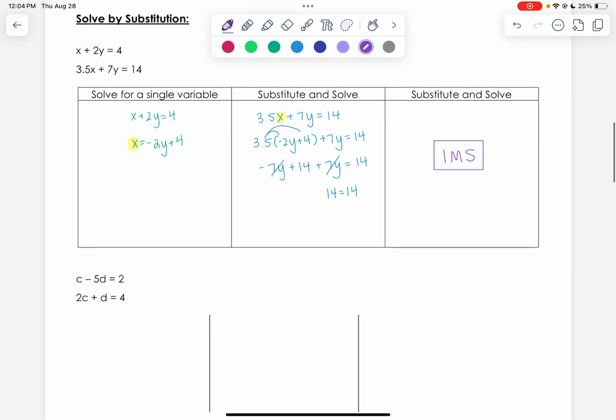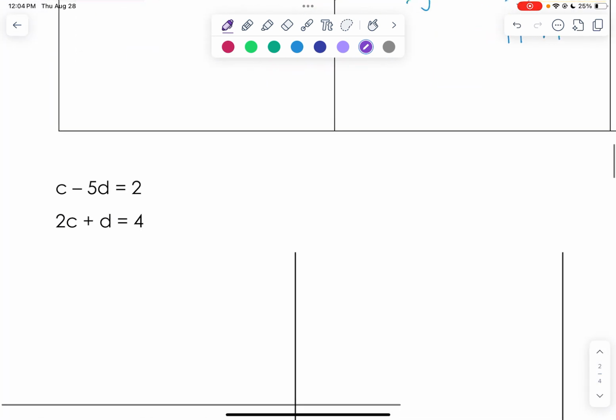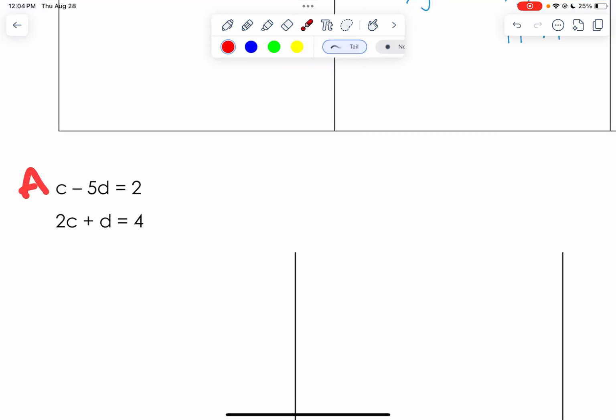Now, let's take a look at one that's not IMS. Taking a look here, I have my top equation and the bottom one, or A and B if you want to call them that. I could solve B for D. I could get D by itself, subtract 2C. That would be pretty fast.